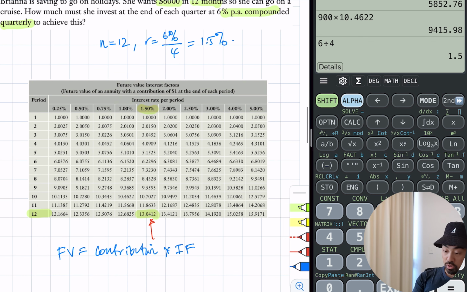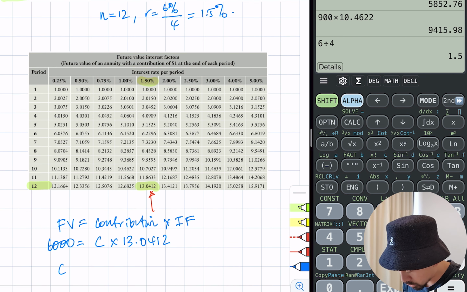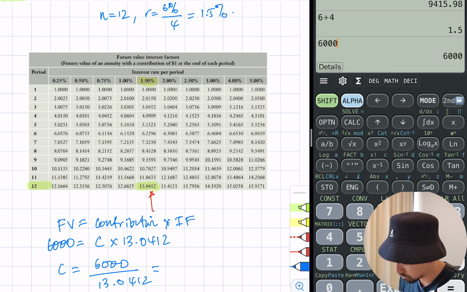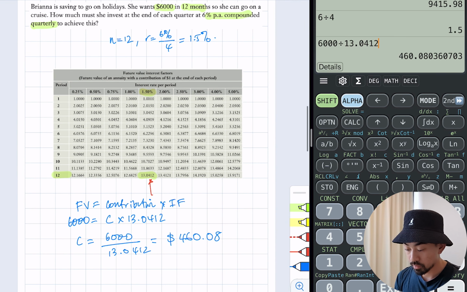So now we want a future value of $6,000 because she's going in the future, times the contribution, let's just call it C, times 13.0412, which is the number in the table. And now it's just simple algebra. So just divide. So our contribution is 6,000 over 13.0412. So she needs to put in $460.08 per quarter to achieve this.